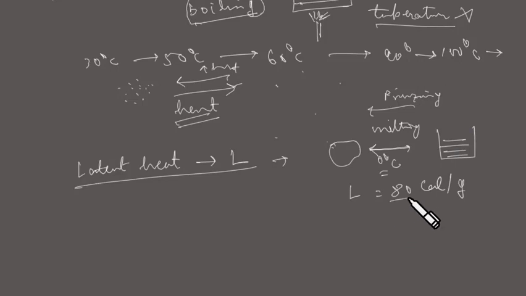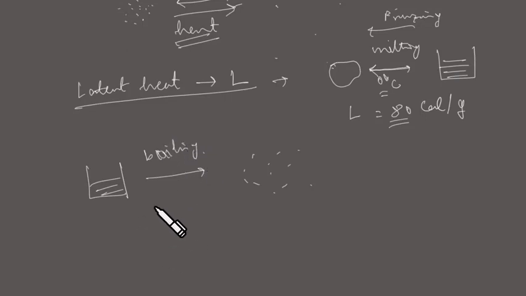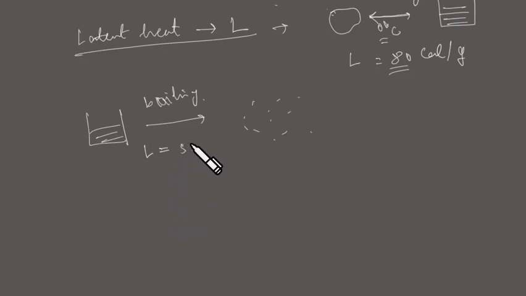Freezing also, it has to be melting, and freezing, it has to be 80 calorie per gram. And for boiling, from water to gas, to vapor, it is, of course, boiling, and the latent heat for boiling of water is given as 537 calorie per gram.